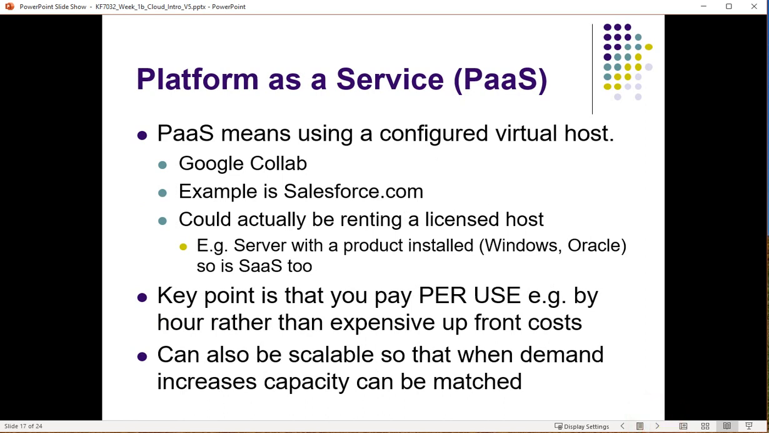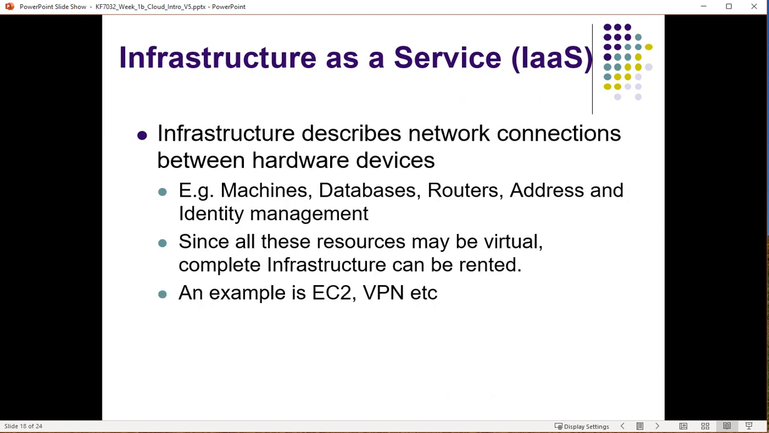Platform as a service means taking a fully configured virtual host. So an example here is something like Google Colab, which I know is free, but Salesforce is a very large company used by salespeople. They've got their platform, and that is paid for on a monthly basis. Advantage, of course, is that if demand increases, then capacity can also be increased, and again it's pay by use.